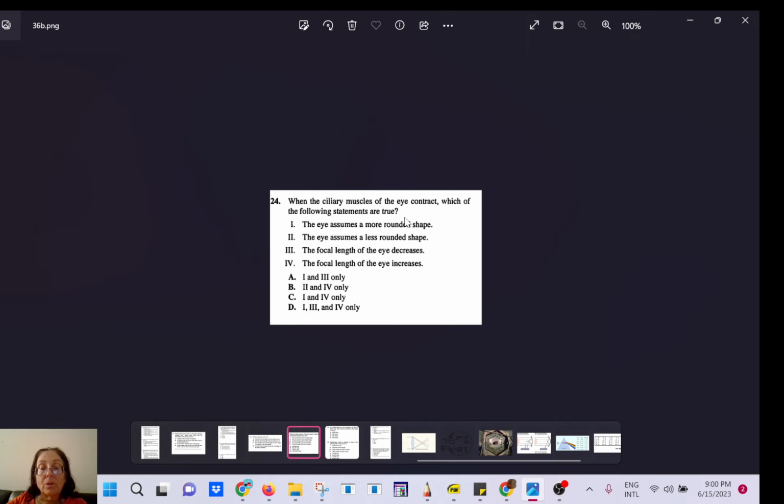So when the muscle contracts, what's going to happen? The eye assumes a more rounded shape. Yes, because the muscles are all around the eye, so when they contract, it's going to make the eye more round. The focal length of the eye decreases. Yes, right? Because if you have more refraction, that means the focal length will get smaller. So the answers are 1 and 3.